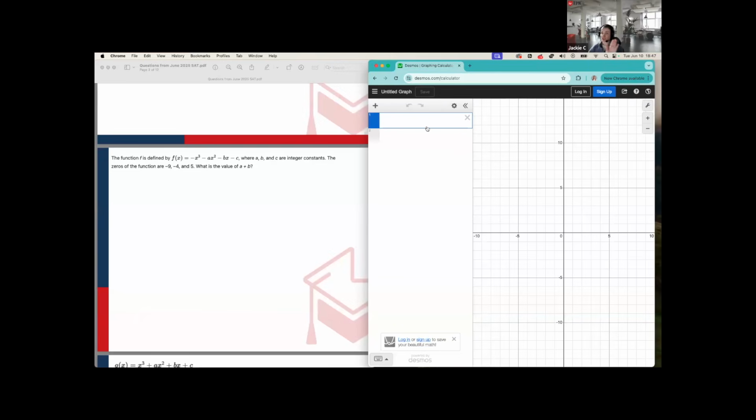Okay, so we have the question on the left and Desmos here. First, what I'm going to do is put a table in. And remember, you can always go to the plus sign here and put a table as well. The zeros are at -9, so that will be when y is equal to 0. So I'm going to type that in here: (-9, 0), (-4, 0), and (5, 0).